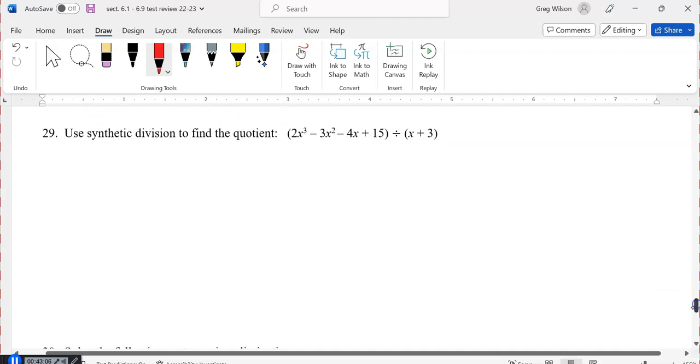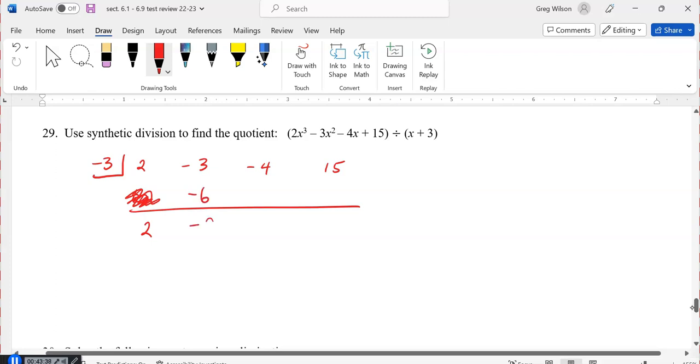All right, now we have a synthetic division review. So I'm dividing by x plus 3, so I put negative 3 in the house. And to the right, it's 2, negative 3, negative 4, 15, didn't skip over any exponents. Bring down the 2 to get started. You never have a number in this little space right here. Bring down the 2 and then multiply. 2 times negative 3 is negative 6, and then you add. Negative 9 times negative 3 is positive 27, and add.